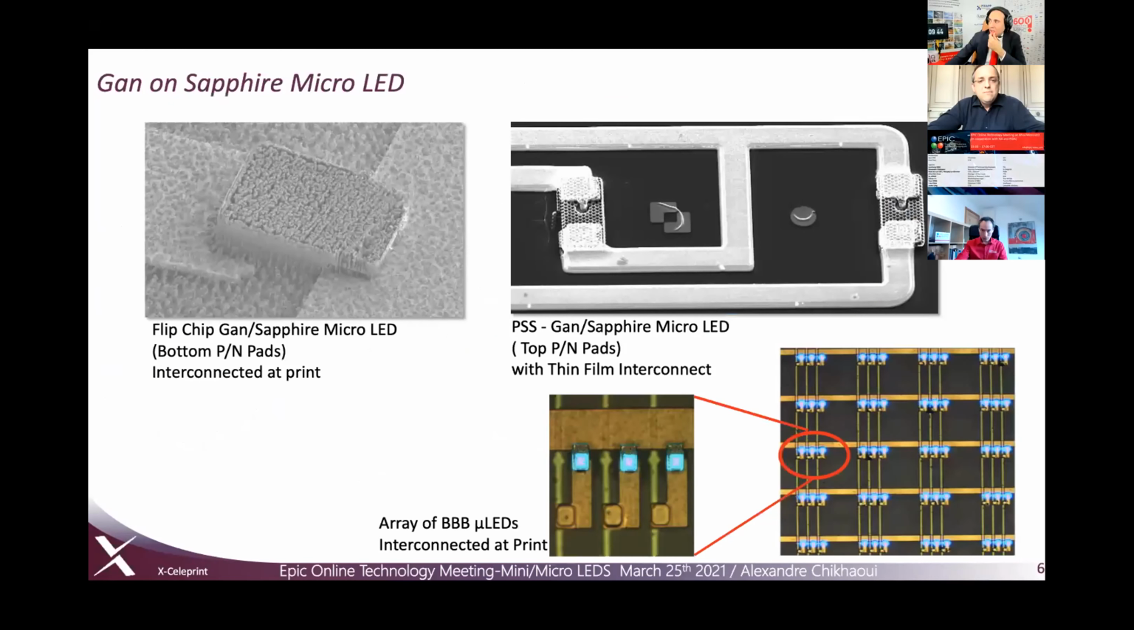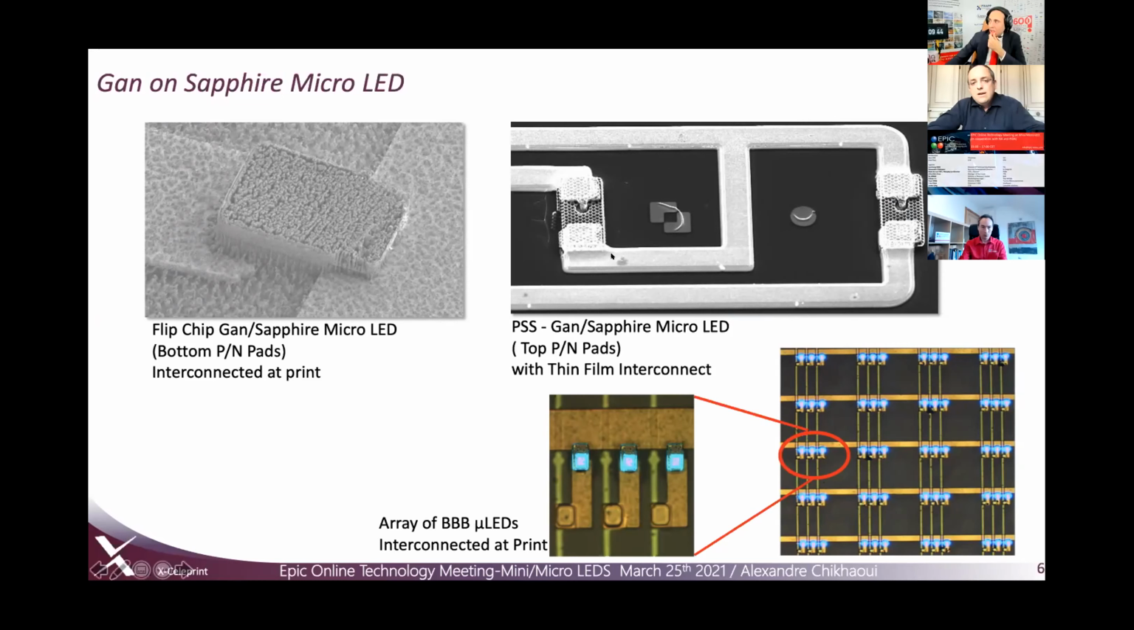Another picture here is about GaN on sapphire micro LEDs. I'm not going to go through the process flow of how we get GaN on sapphire micro LEDs, but this slide is to emphasize the different methods of interconnection. On the left side, you have a flip chip GaN on sapphire micro LED. It has bottom P and N pads, and this is a method that we call interconnect at print. As we transfer the LED, the galvanic connection between the P and N junction and the metal lines that we can see here are interconnected as we print them. This is a very useful method of interconnect, especially when you want to move to display repair, which is necessary to achieve high yield on displays.